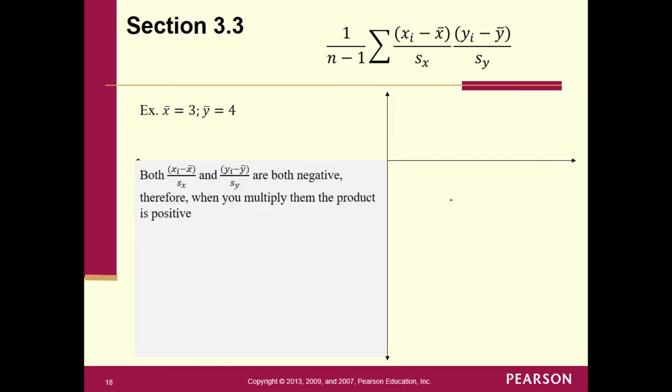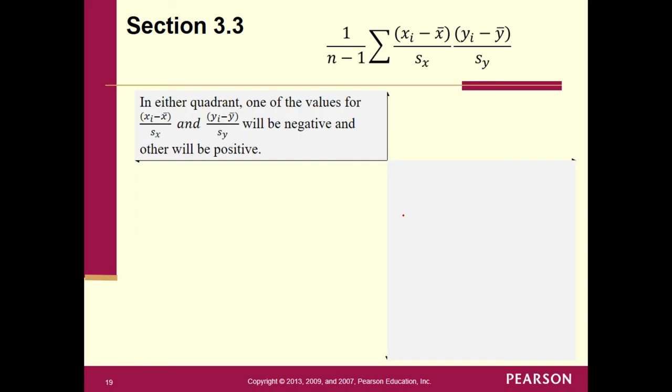Well, if you're down here in this quadrant, both terms are negative, and two negatives multiplied together produce a positive. So if you get values in this quadrant, and then you get values down here in this quadrant, when you do the multiplication, it's going to turn into a bunch of positive values.